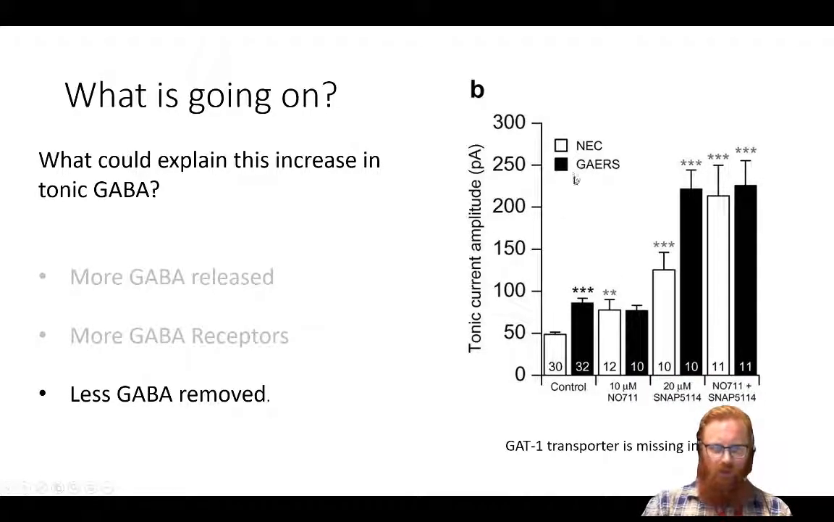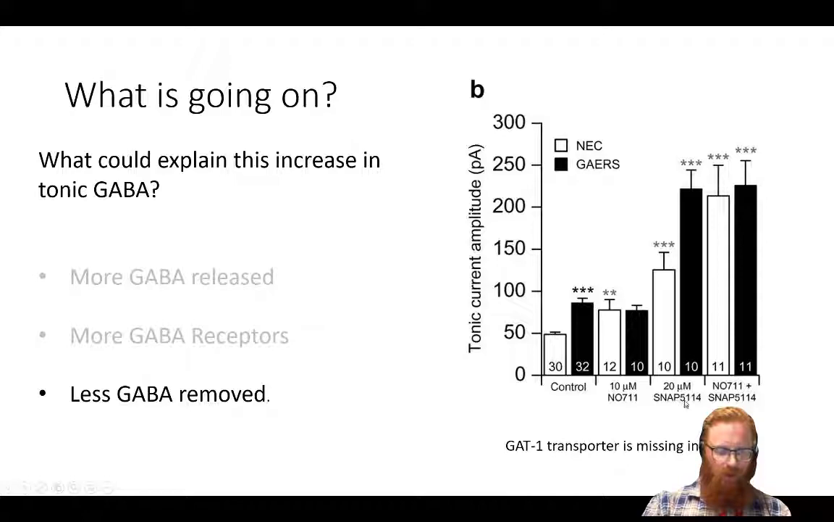So they measured the tonic current size, again in the ventrobasal thalamus. As we knew before, here are the N numbers, pretty impressive N numbers, 32. The tonic current is nearly doubled in the GAERS, right? But when they apply NO711, blocking GAT1, you see the tonic current increases in the control, but there is no effect on the GAERS epileptic rat, suggesting GAT1 isn't doing anything in these animals.